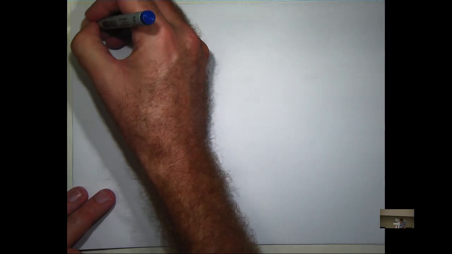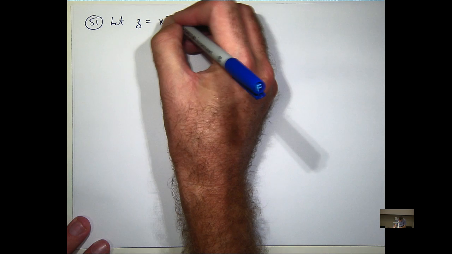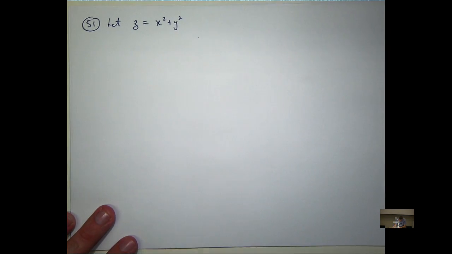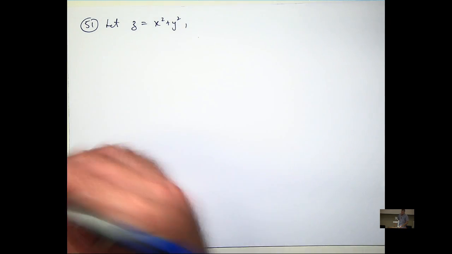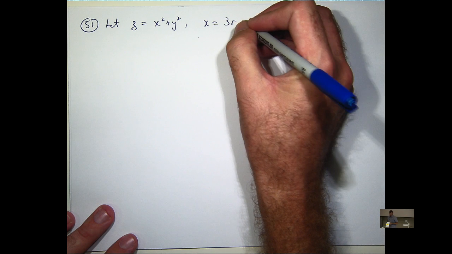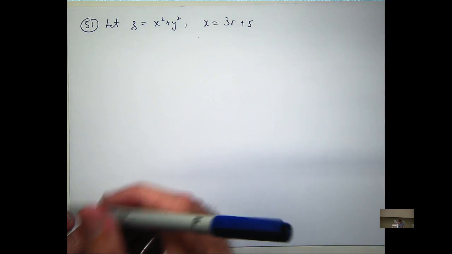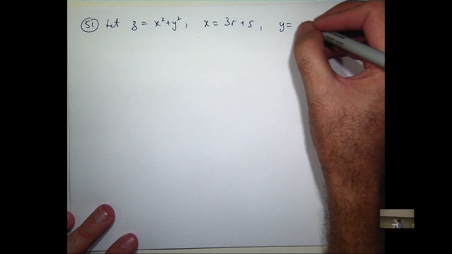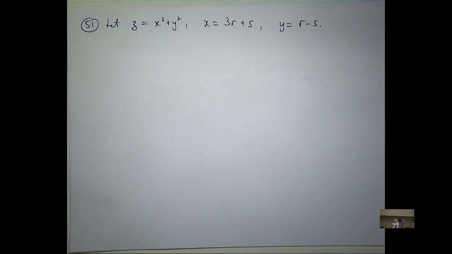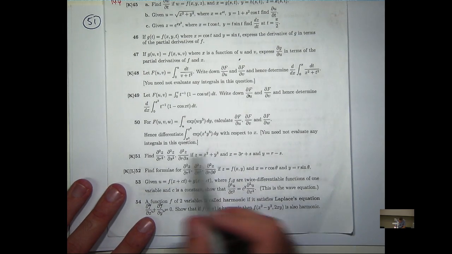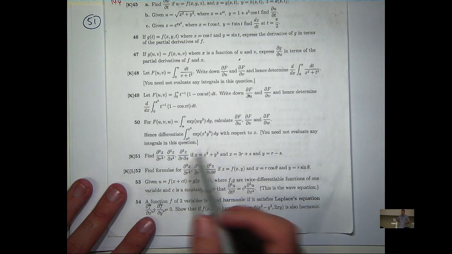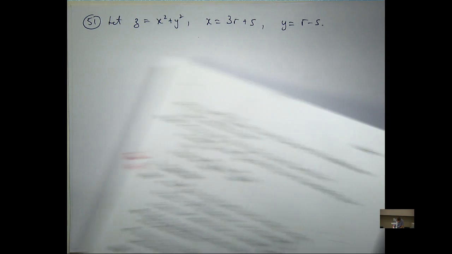So in 51, we've got the following. We've got a function of two variables, and each of those variables depend on other variables. Now this is how I do an S. I know it looks a bit like a 5, but that's just the way I write. So think of x and y as intermediate variables. We're asked to calculate the second order partials: z sub r, z sub ss, and the mixed. Now I'll do one or two of them to get you started.